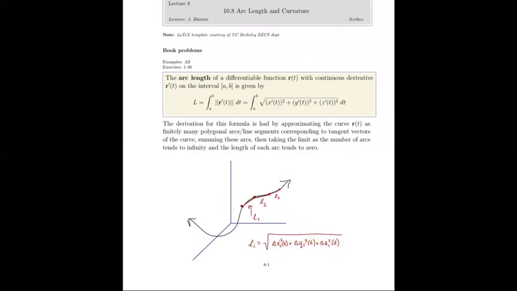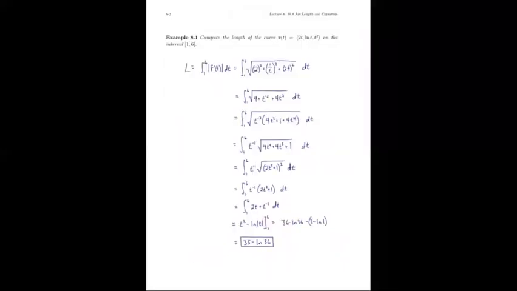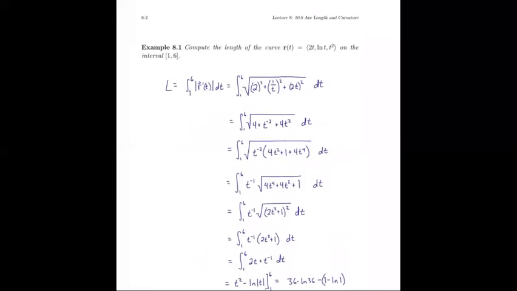Now, from here, we'll just calculate arc length simply using the formula. We're asked to compute the length of the curve r of t equals 2t, natural log of t, t squared along the interval 1 to 6. So that's just a direct application of the formula. Limits of integration are 1 to 6, r prime of t, magnitude, and we carry that out. Square root for the magnitude. This is the first component's derivative squared, second component's derivative squared, derivative of the third component squared. So that sets us up.